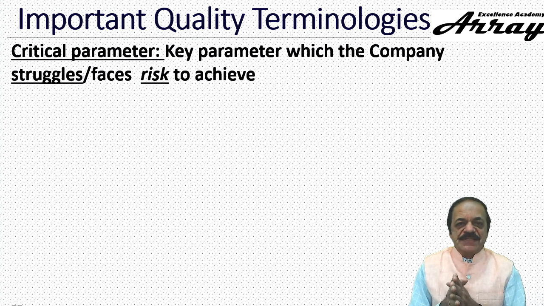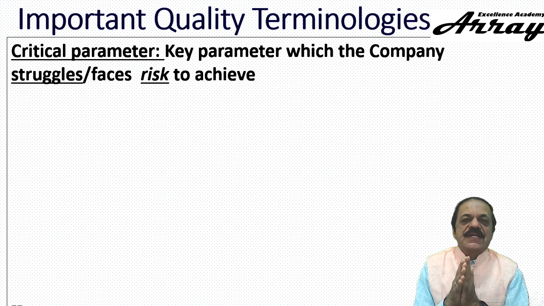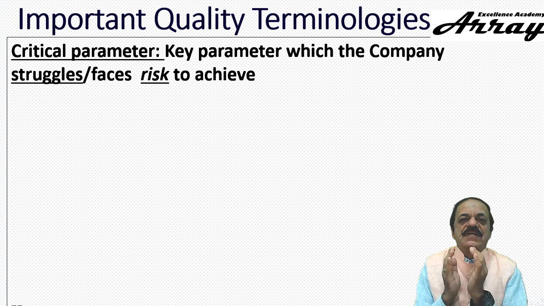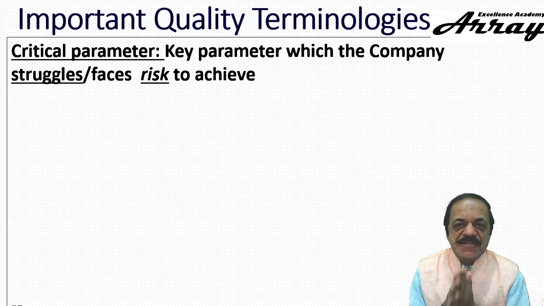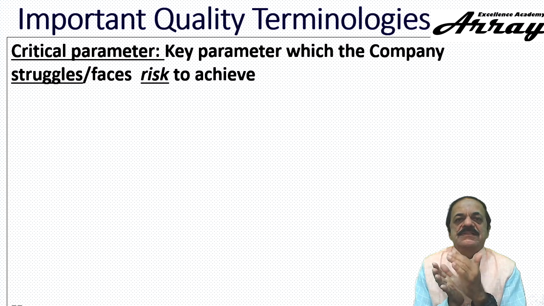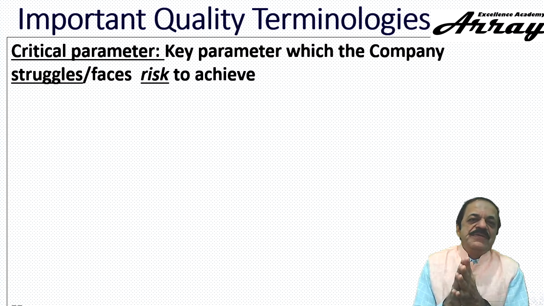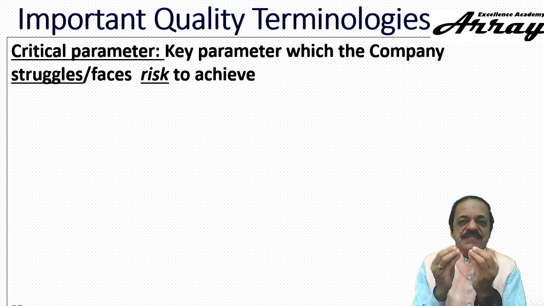Critical parameter. Now, if we have 100 parameters from Pareto analysis, we know that only 20% are vital. This is a great advantage of using a Pareto principle. These 20% parameters are key characteristics. In that, generally 18% we will be able to meet easily.